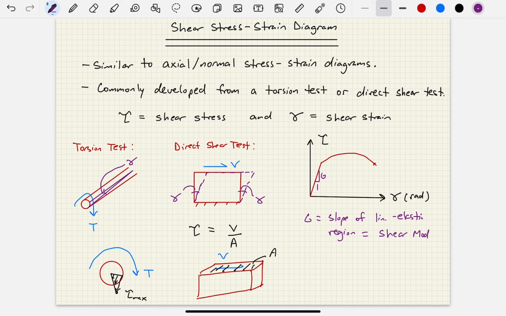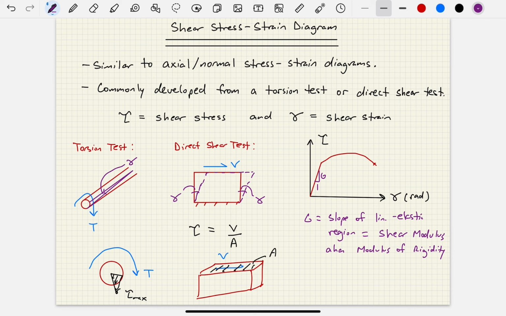And this is also called the shear modulus, or AKA modulus of rigidity. Okay, so anytime you see G, it's the slope of the linear elastic portion of the shear stress strain diagram, and we call that the shear modulus or the modulus of rigidity. It's got two possible names there.